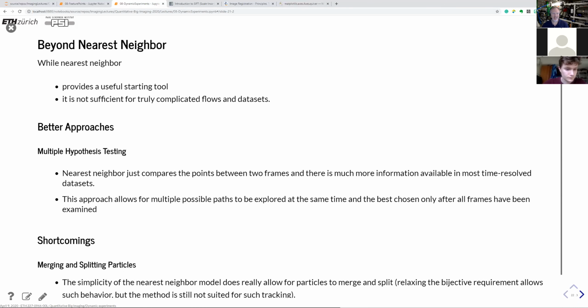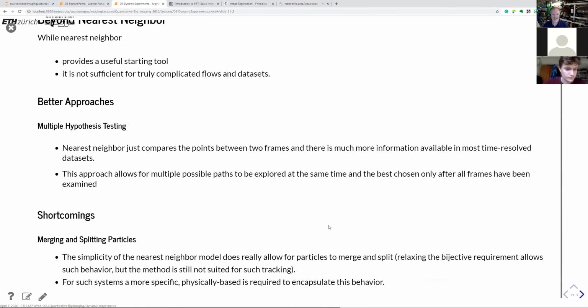Well, then the next thing is looking at different tools. Nearest neighbor is a good starting point, simple and easy to understand, but for complicated data sets, you can't use it. So you have to look for other things, for example, multi-hypothesis testing, where you add more information into the tracking. Also looking at multiple paths: maybe things are splitting and merging, so for that you really need something that is handling that. Particularly for merge and split, it can help if you have a physical model of how things are behaving.